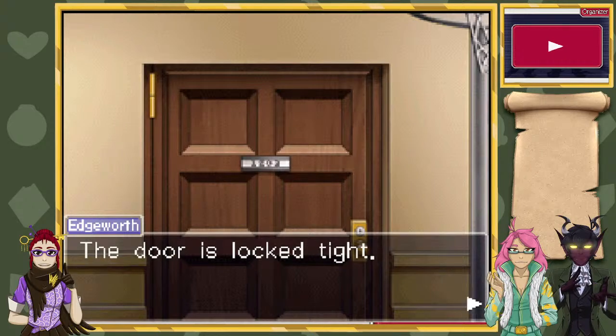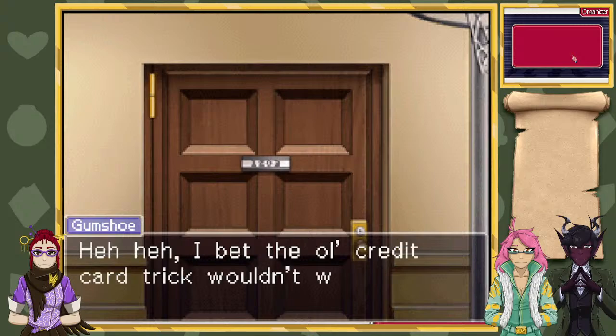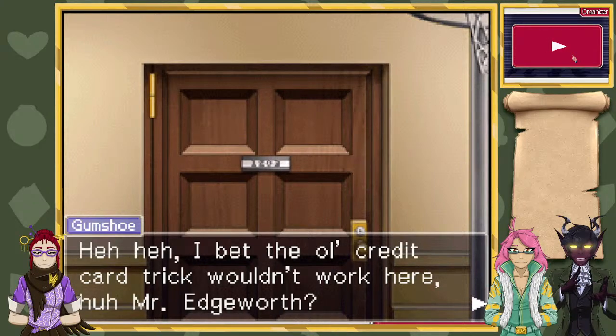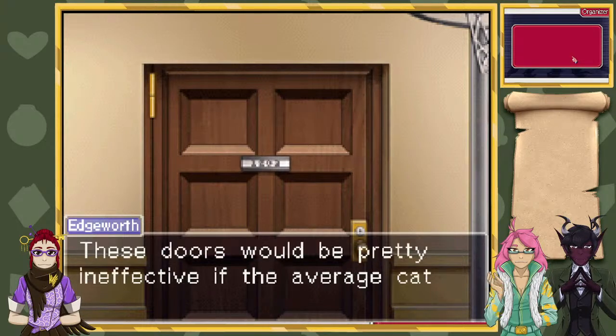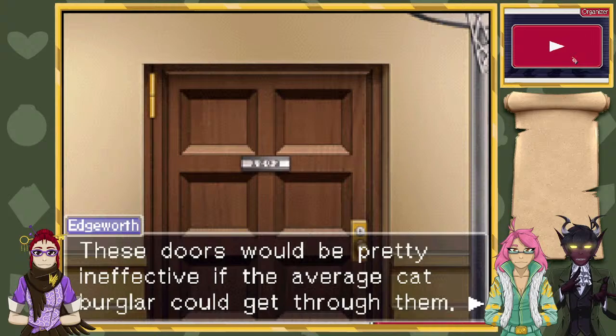The door is locked tight. I'll bet the old credit card trick wouldn't work here, huh, Mr. Edgeworth? Hopefully not. I don't think it works on this most office anymore, Detective. Of High Prosecutor. These doors would be pretty ineffective if the average cat burglar could get through them.